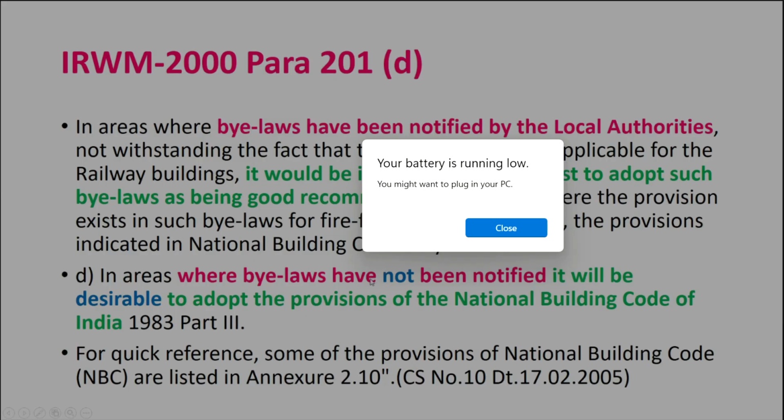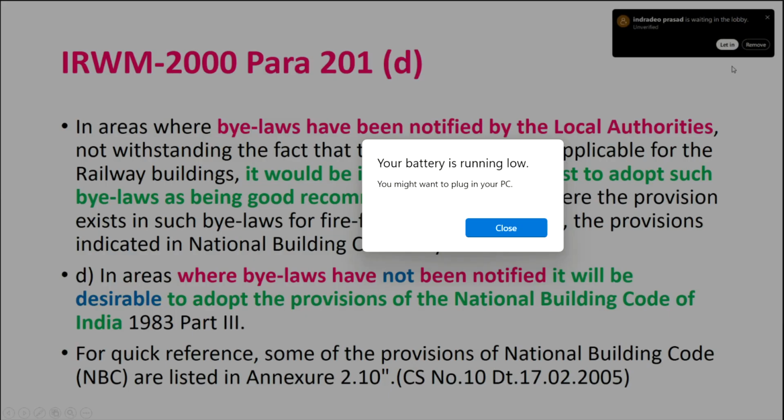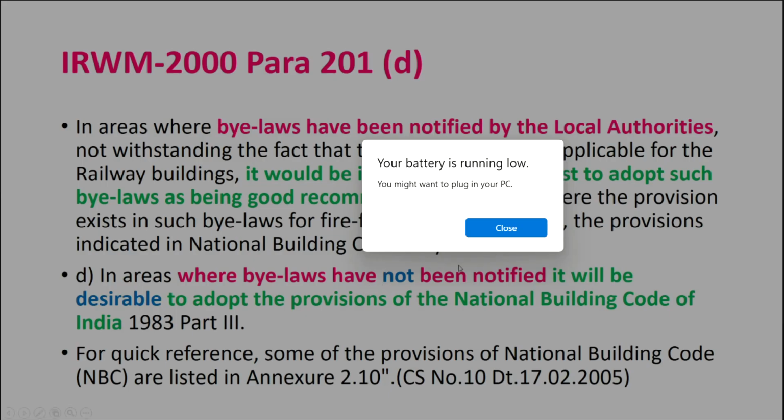In areas where bylaws have not been notified, and there may be cases where these bylaws have not been notified, maybe a small nagarpalika or a small establishment, maybe a small city, it will be desirable to adopt the provisions of the National Building Code. Here our works manual is yet to be revised, so it gives a reference of 1983, although it was revised in 2005 and is now further revised as the third edition in 2016. So we will see the requirements. National Building Code requirements can be referred to in case bylaws have not been notified by the local authorities.